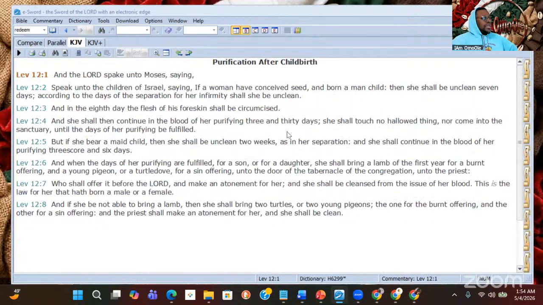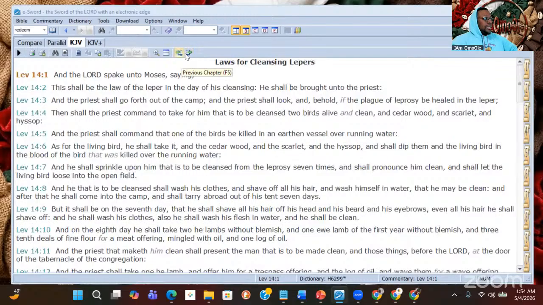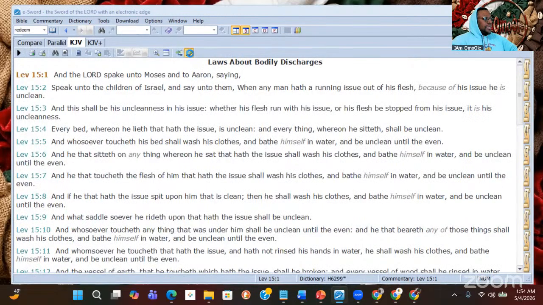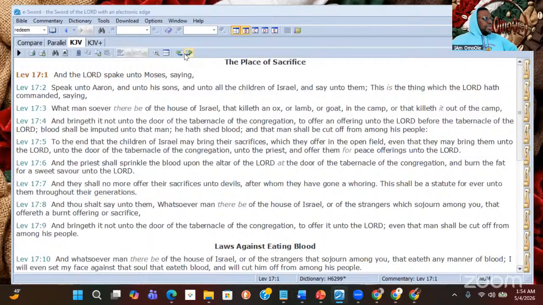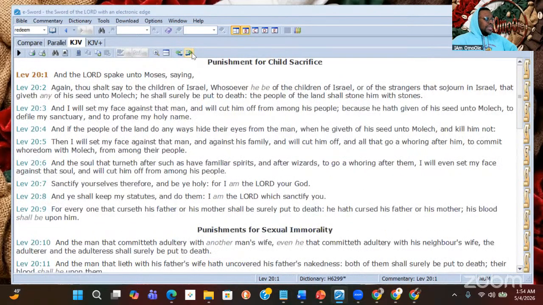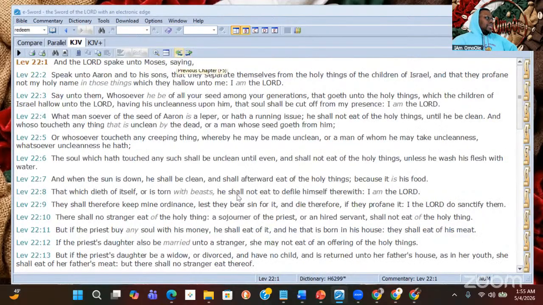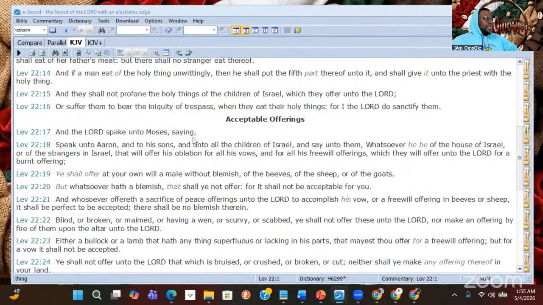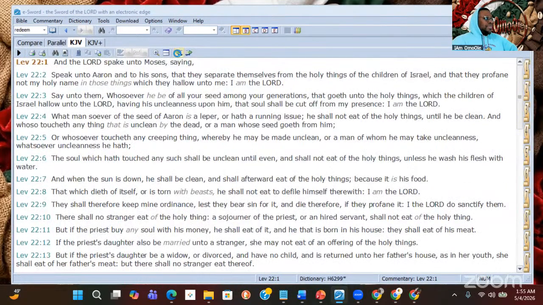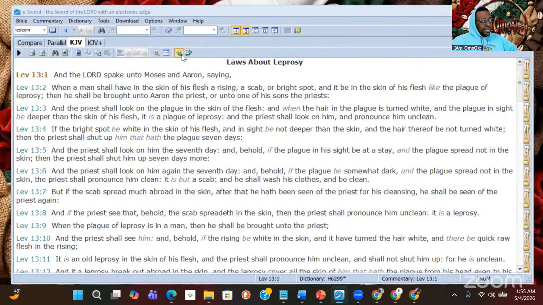All right. Then you get into leprosy. Oh, deep, deep, deep for the next chapters. Yeah, the next 10 chapters are going to be pretty deep.